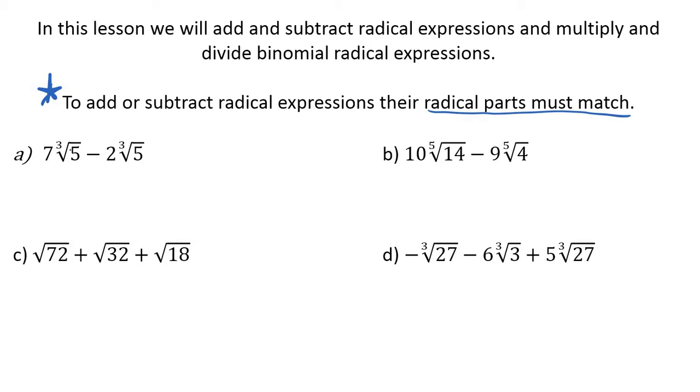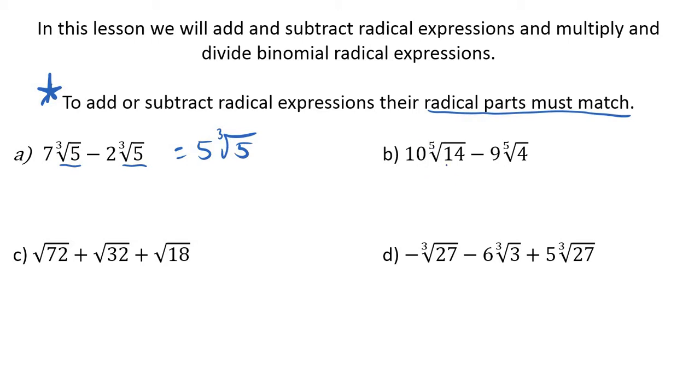7 cube roots of 5 minus 2 cube roots of 5. Well, notice those match. So what's 7 minus 2? 5. And then we've got cube roots of 5. So in a way you can think of them as like terms. This part, it's not a variable of course, but it has to match, and then you just add or subtract. Pretty straightforward. How about this guy?